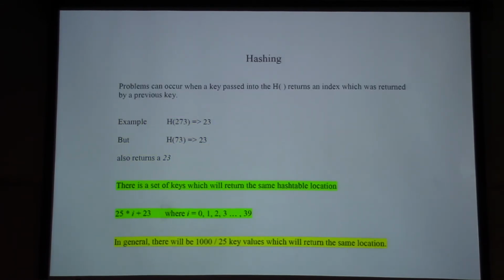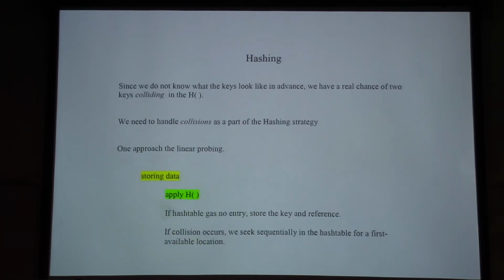So, in fact, if we look at the formula 25 times i plus 23, for any number where i is 0, 1, 2, 3, all the way up to 39, plus 23 is going to have a modulo equal to 23. So it's possible that we have a whole number of keys. This is showing you 40 keys could all want to hash to one location. So that's a problem, right? In general, we will have 1,000 divided by 25 key values which will return the same location. So we have a lot of potential for collisions. How many collisions are we going to get? I don't know, but there's potential for collisions.